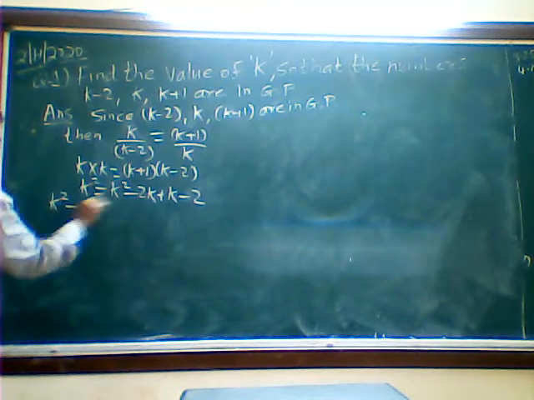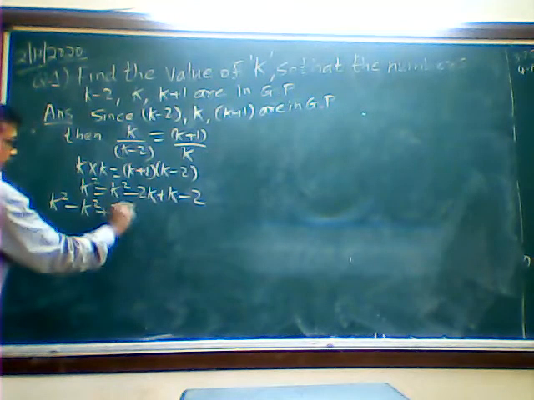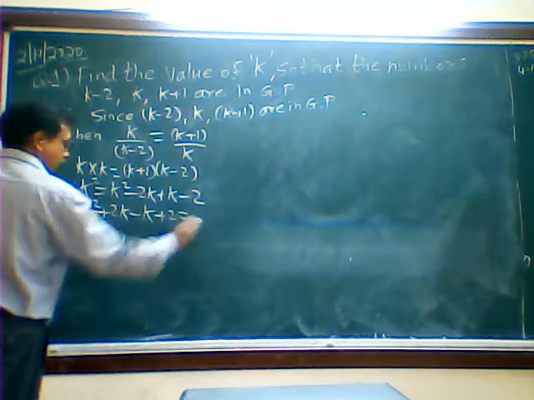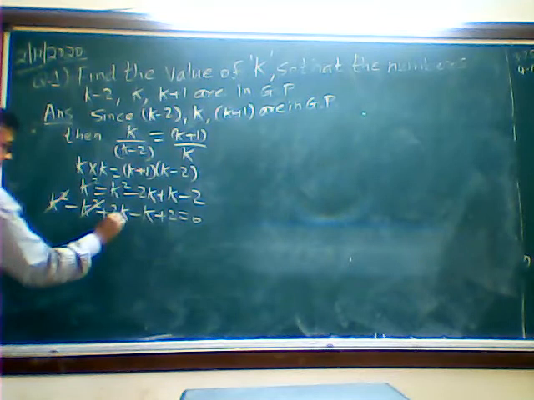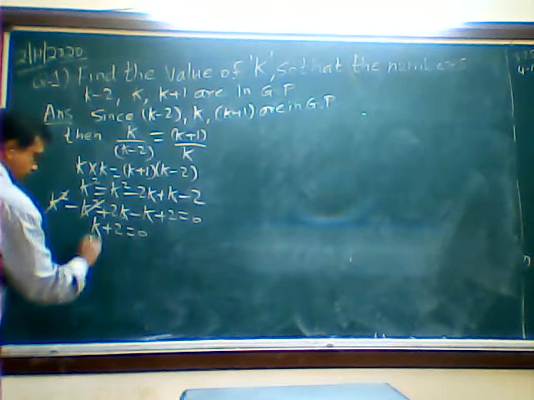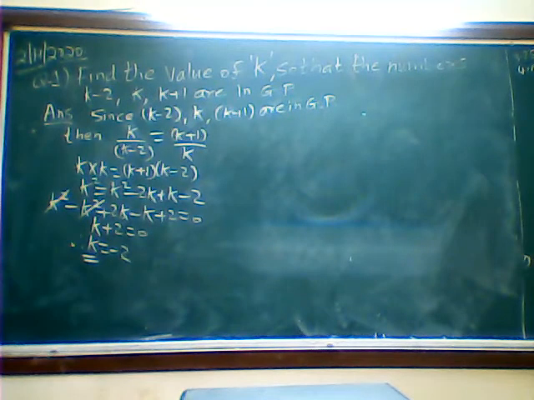Okay, what I will do, I will write it in one form. K square, I will get all this on this side. Minus k square, and minus 2k will come here and become plus 2k, and this will become minus k, and minus 2 becomes plus 2, is equal to 0. K square cancels. 2k minus k is plus k, then k plus 2 is equal to 0. Therefore, k is what? Minus 2. What is the answer? Got it? So he is asking, find the value of k so that the numbers k minus 2, k, k plus 1 are in GP. So the answer is what?